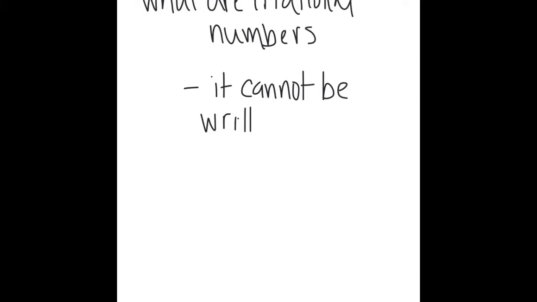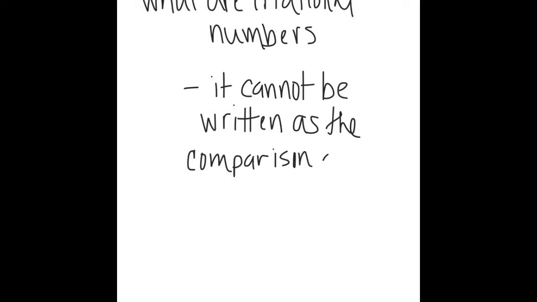So if a number is irrational, that means it cannot be written as the comparison of two integers. So that means that it can't be written as a fraction. So I want you to think about an example of a number that can't be written as a fraction.